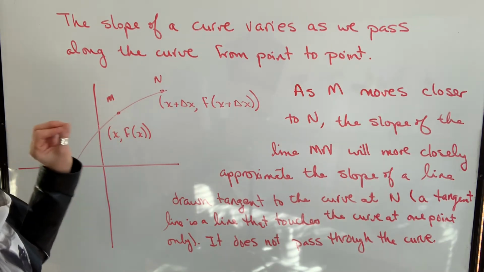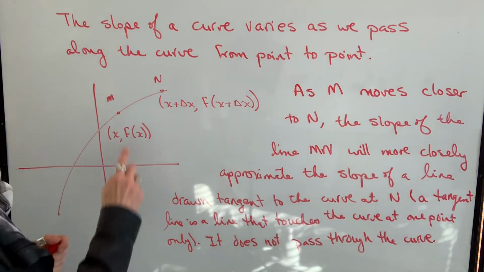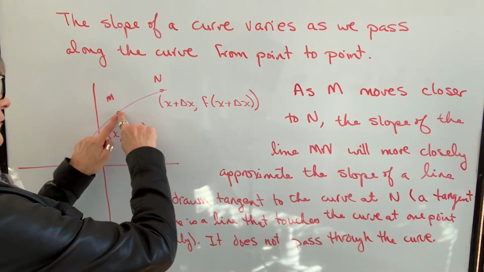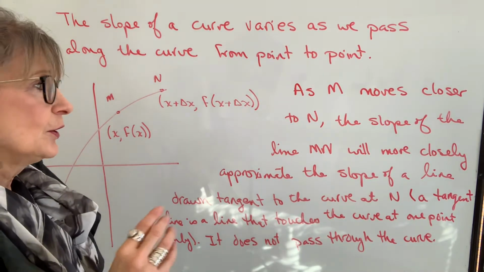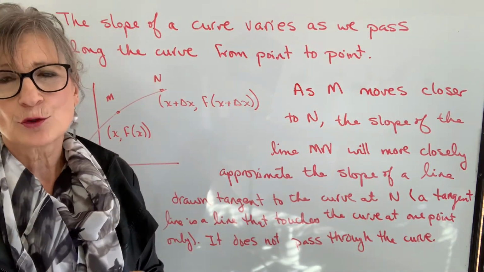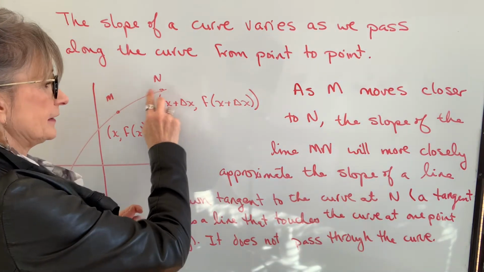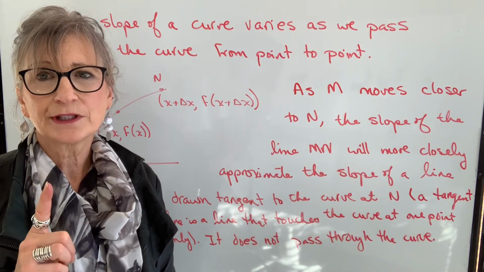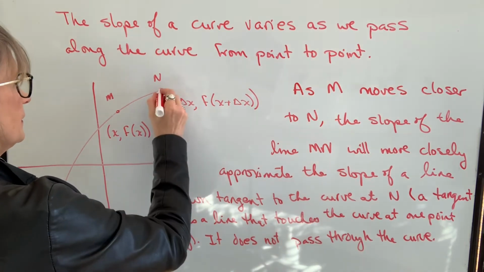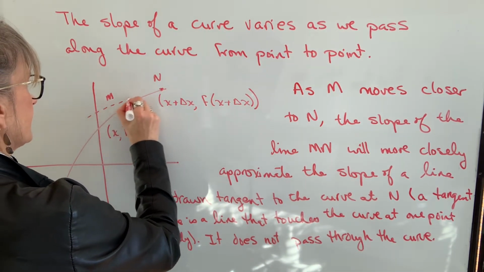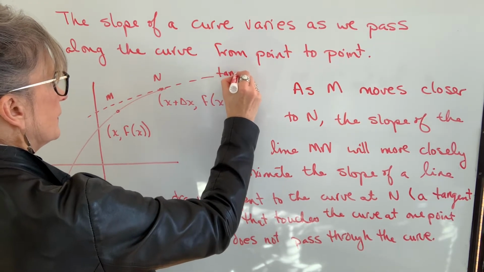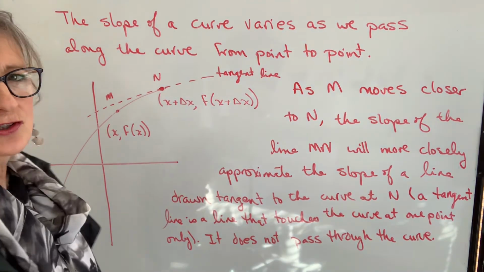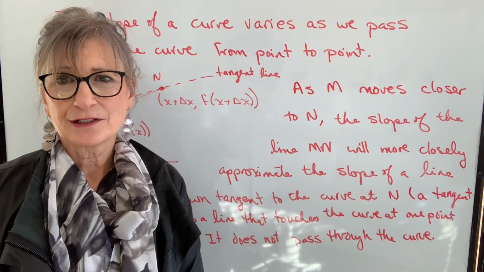But to find the slope of a curve, we move m closer and closer and closer to n. And when we do that, the slope of the line mn will more closely approximate the slope of a tangent line at point n. And a tangent line is a line that touches the curve at one point only. It does not pass through the curve. So the tangent line would look like this in this case. The slope of that tangent line will actually be the slope of the curve at that point.